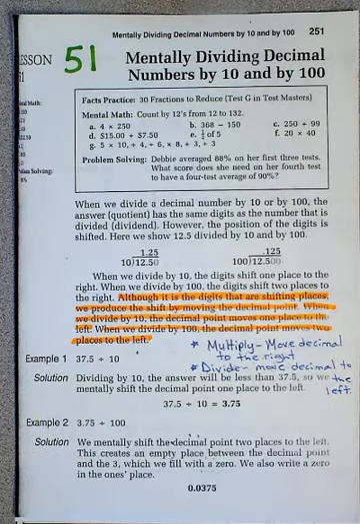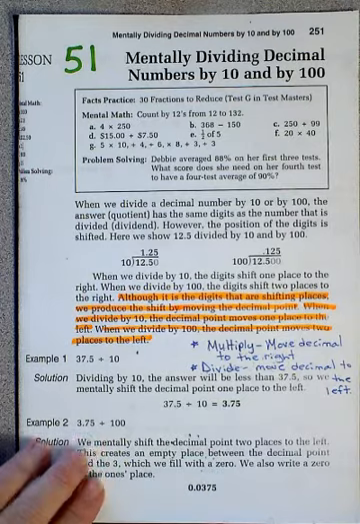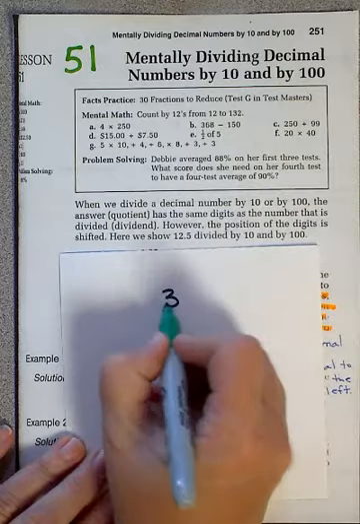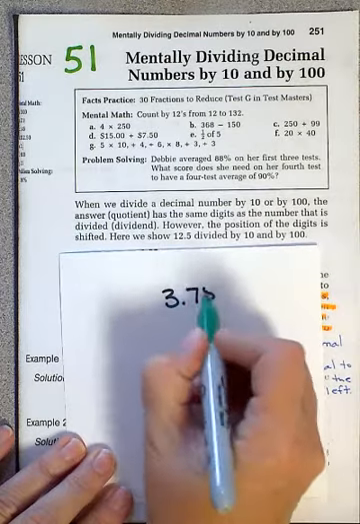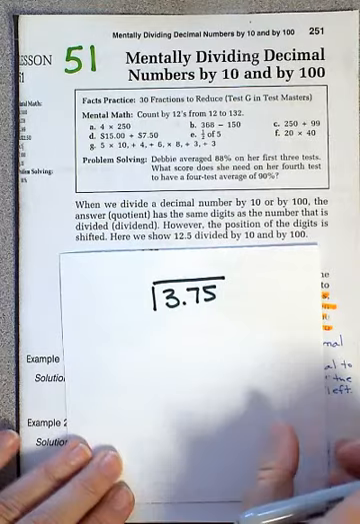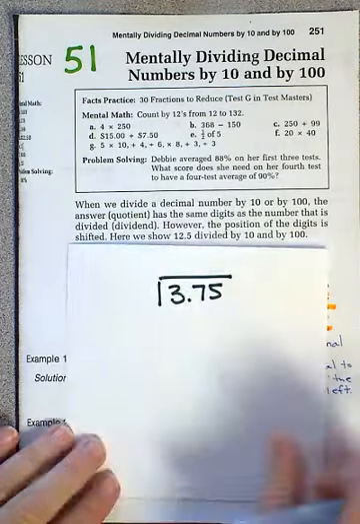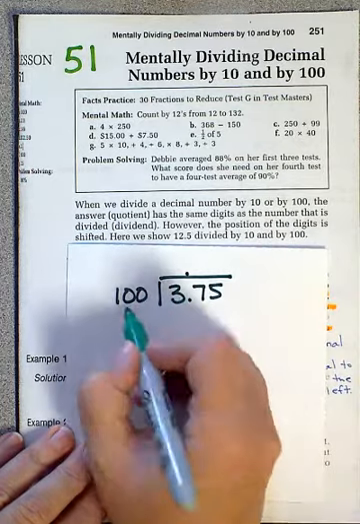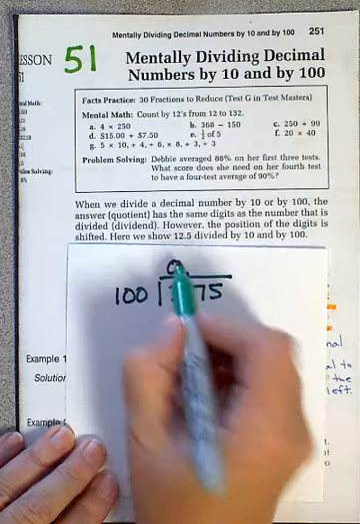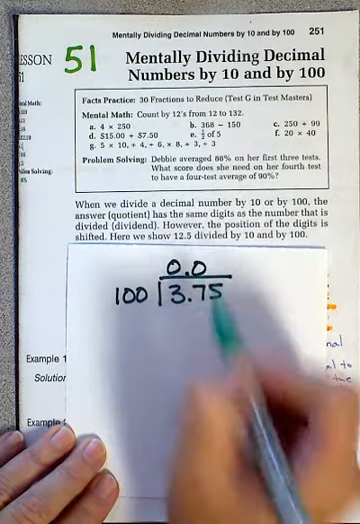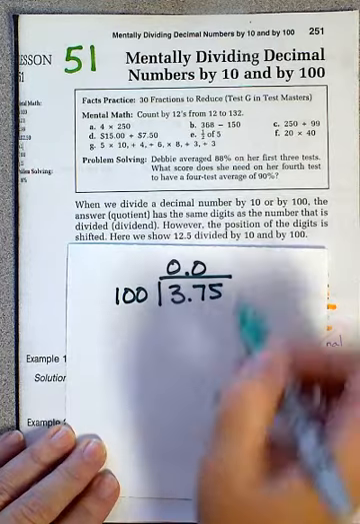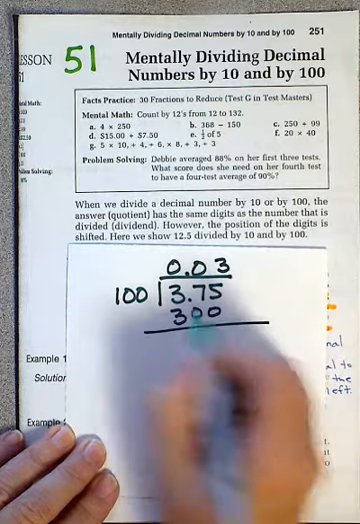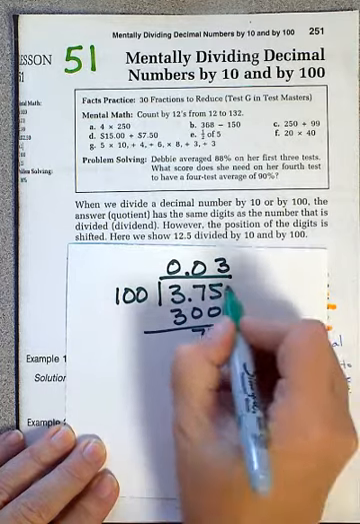Let's look at example 2. In this case, we have 3.75 and we're dividing by 100. So, let's write it out mathematically. 3.75 divided by 100. Bring your decimal straight up. How many times does 100 go into 3? 0 times. 100 into 37? 0 times. 100 into 375? 3 times. Multiply, subtract, and bring down an imaginary 0.